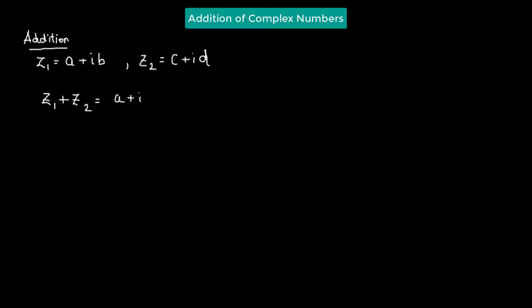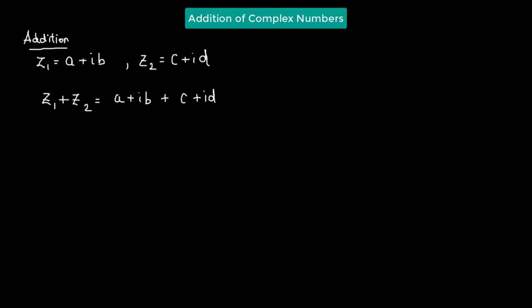Now let us talk about how to add complex numbers. Let's say we have one complex number z1 given by a plus ib. This is in the standard form. And we have another complex number z2, which is given by c plus i times d. Addition means we add z1 to z2, so we replace the value of z1, a plus ib, and add it to z2, which is c plus id.